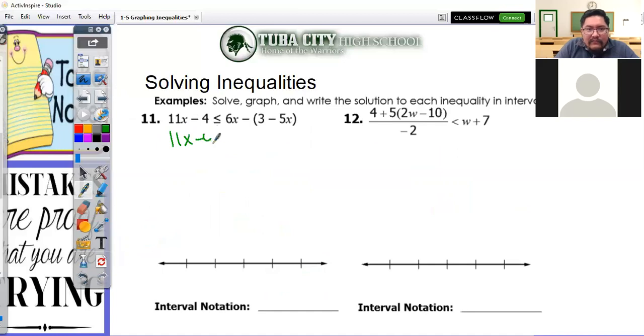11x minus 4, 6x minus 3. And again, don't forget to subtract this entire group. So that 3 is being subtracted and the negative 5x is being subtracted. So just flip the sign on that one, flip the negative to a positive. And I got two like terms, so 6 and 5x are both x terms.